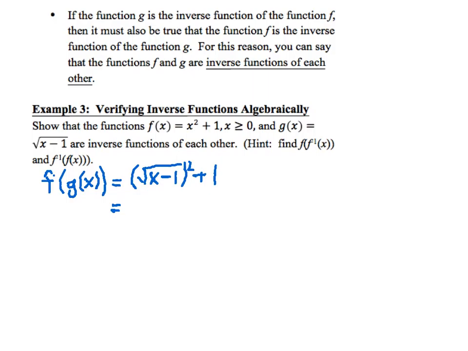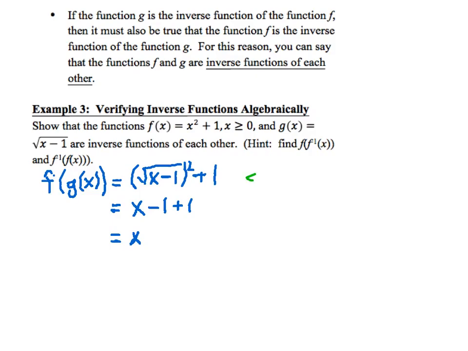If we simplify this, we should get rid of the square root and the square. Those cancel each other out. So you end up with an x minus 1, and then you have this plus 1 at the end. The negative 1 and the positive 1 cancel, so you're left with just an x. Now, just because f of g of x equals x doesn't necessarily mean that g of f of x is going to work out. So you need to test that also.